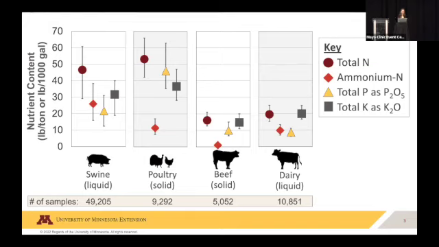So it's really important to think about sampling your specific operation, because we do see sometimes even within different barns within an operation, differences in these nutrient contents. We also see differences as people change their operations. For instance, we've seen that when people move from dry feeders to wet dry feeders in hog barns, their nutrient content actually drastically decreases.